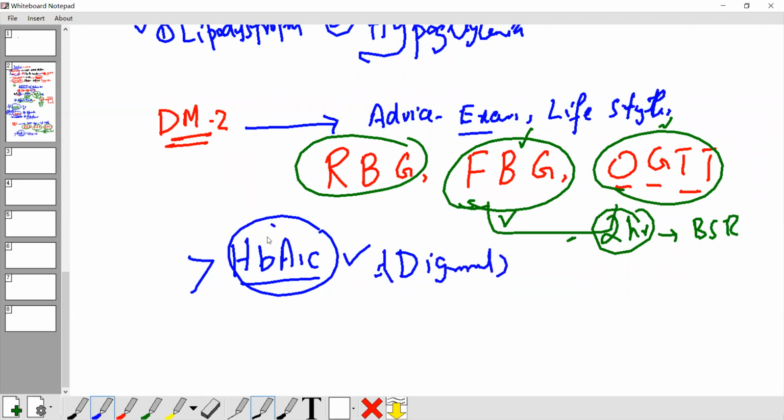HbA1c. When you want to start drugs, first you do these tests if you are not very sure the patient has diabetes: random blood glucose, fasting blood glucose, and oral glucose tolerance test. The oral glucose tolerance test and fasting are somewhat diagnostic, but to confirm the patient really has diabetes, when you want to start medication, you must check the HbA1c level. If the HbA1c level is greater than normal, then you can come to medicine.